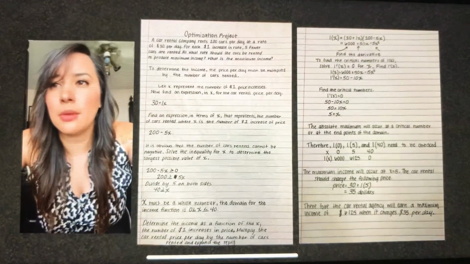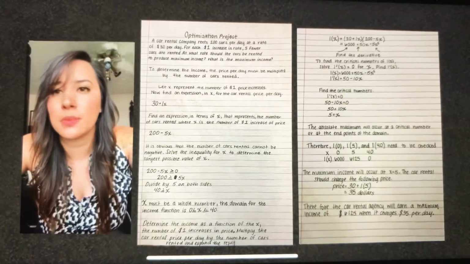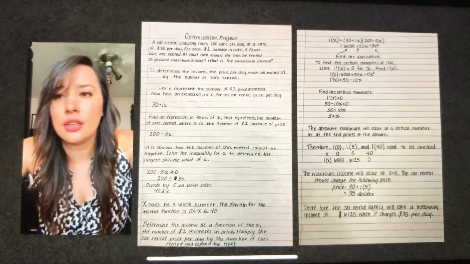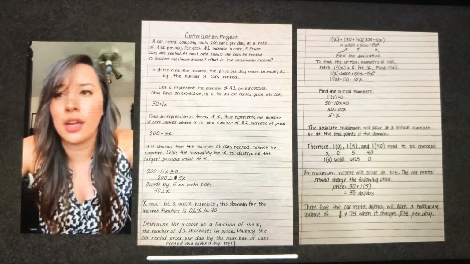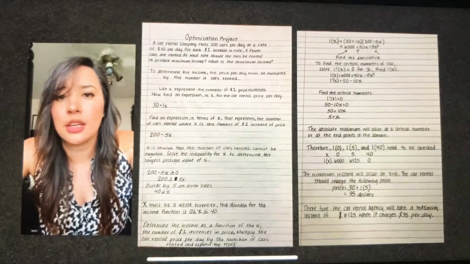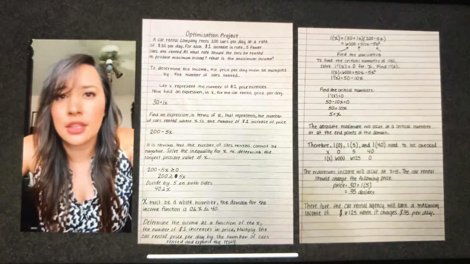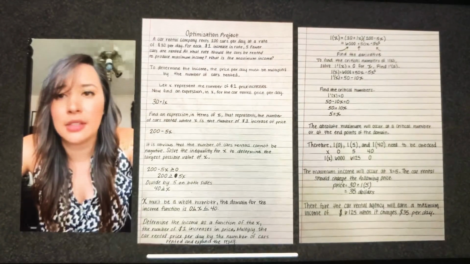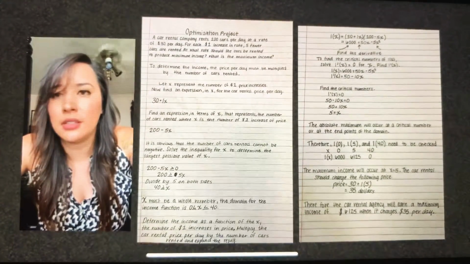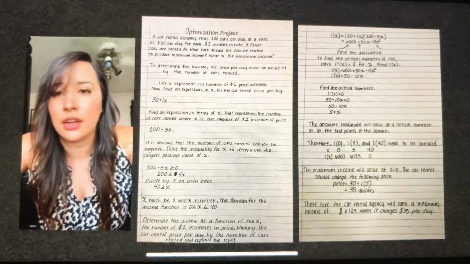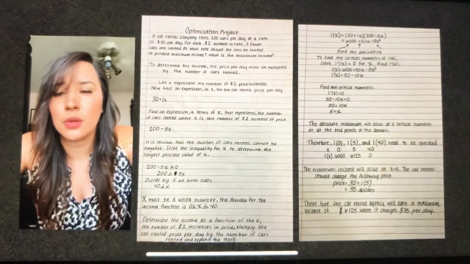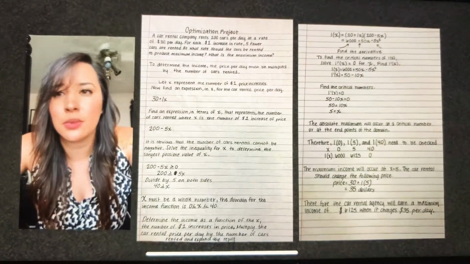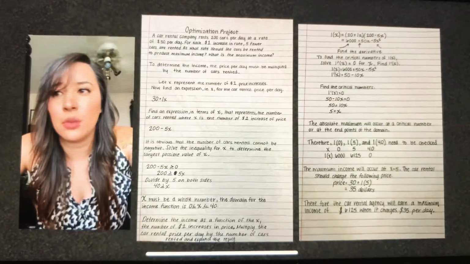To determine the income, the price per day must be multiplied by the number of cars rented. We're going to have to let x represent the $1 price increase and find an expression for the car rental price per day. So in order to do this, we're going to take the 30 and put a plus sign, and then x, because the number of dollar price increases can vary. And from this, we're going to find an expression in terms of x that represents the number of cars rented, where x is the number of $1 increases in price.